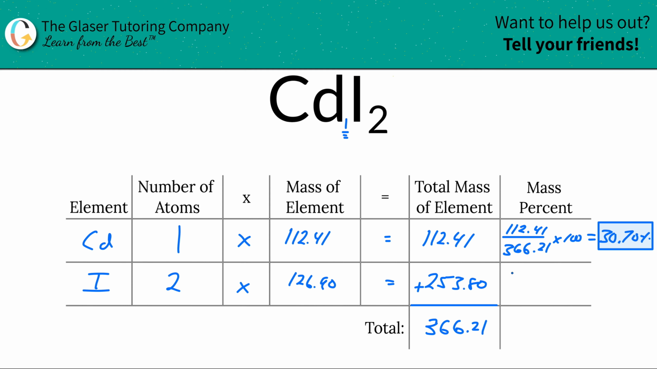And then last but not least, we're going to take the total mass of iodine, the 253.80. We're simply going to divide it by the total mass of that compound, right? You identify the pattern now, right? Nice and easy. And then we're going to find a percent of roughly 69.30. And if done properly, these percentages should add up to be 100%.